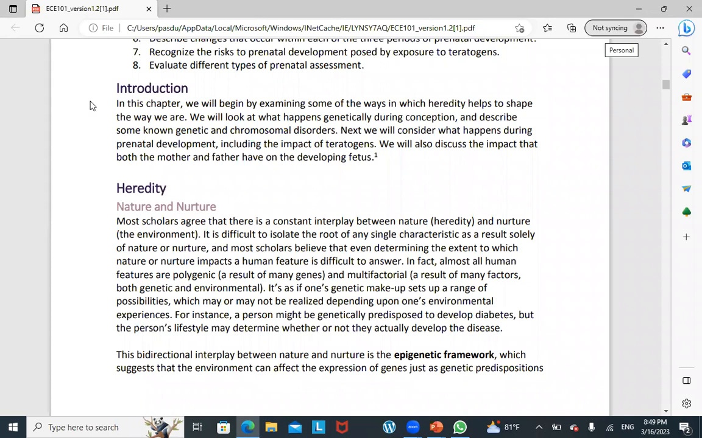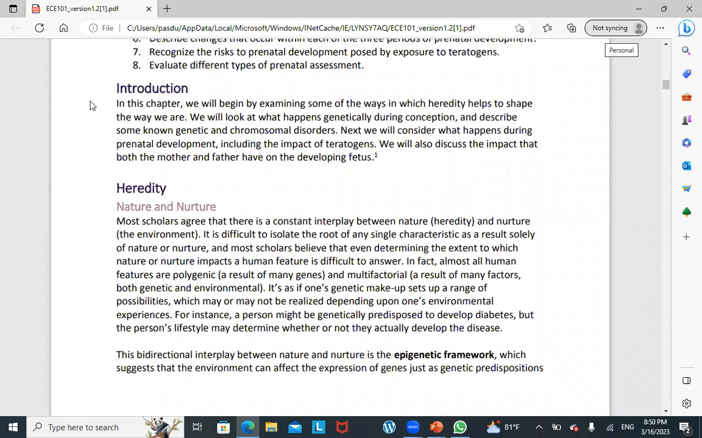Right. Heredity means nature, nurture means environment. That's what it says. It is difficult to isolate the root of any single characteristic as a result solely of nature or nurture. Most scholars believe that even determining the extent to which nurture imparts a human feature is difficult to answer. In fact, almost all human features are polygenic, that means a result of many genes, and multifactorial, meaning a result of many factors, both genetic and environmental.